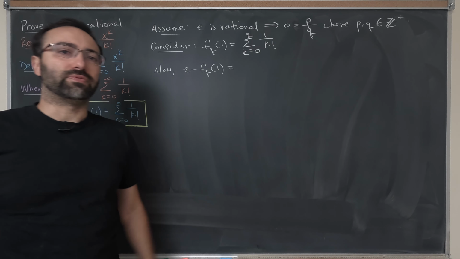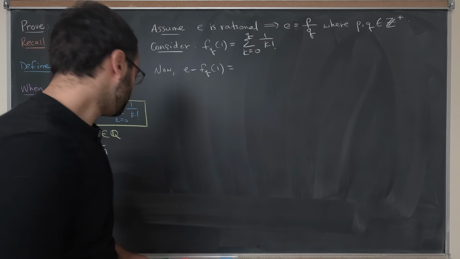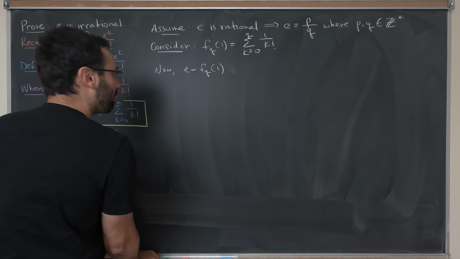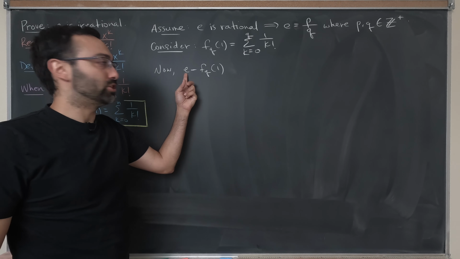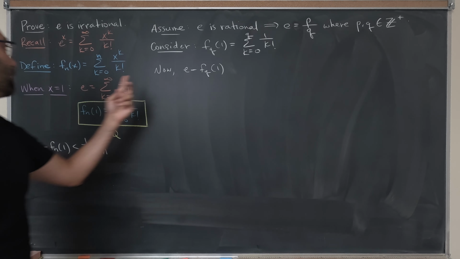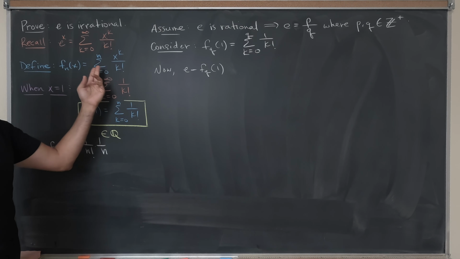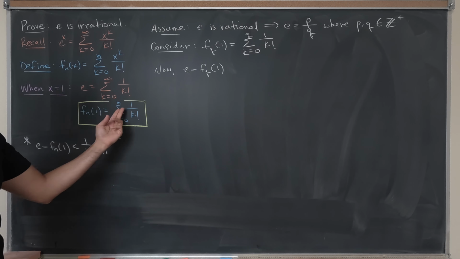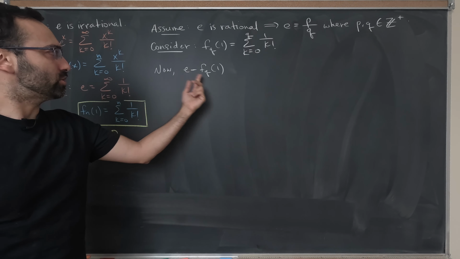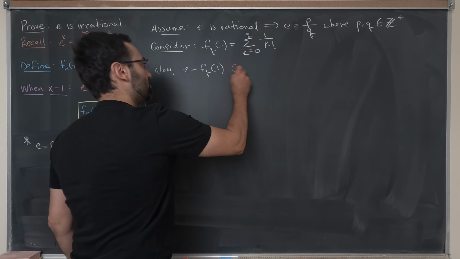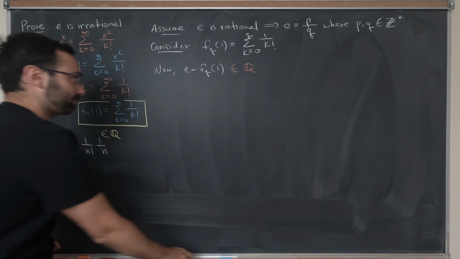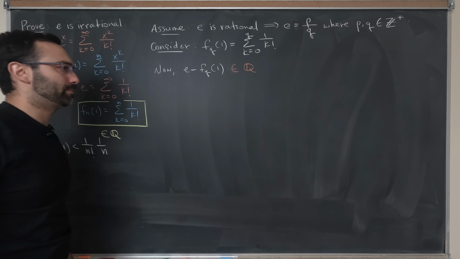Well, what is this difference? First of all, it's a rational number. Now, why is that? Well, e is assumed to be rational. F sub q of 1 is just another finite sum of rational numbers, so that's rational. So rational minus rational will give us a rational number. Okay, fine. So where do we go from here?